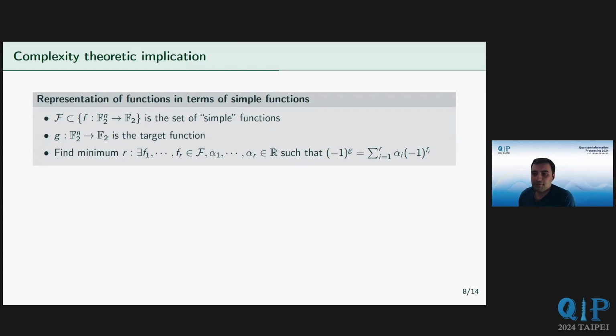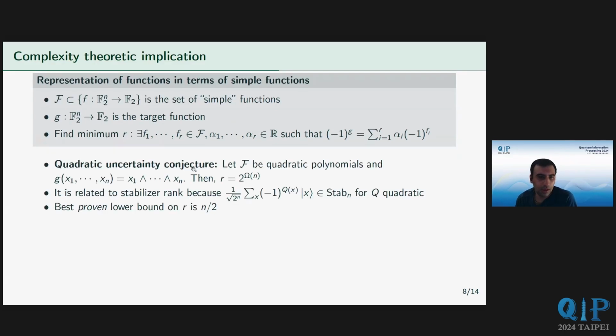It has the same flavor as the stabilizer rank, but in a different context. Now in this framework, I look at two problems. The first problem is called the quadratic uncertainty conjecture. Here we choose the set of simple functions to be the set of all quadratic polynomials over the field F2, and the target function would be the AND function. And the conjecture says that the number of terms in this definition should be at least exponential.